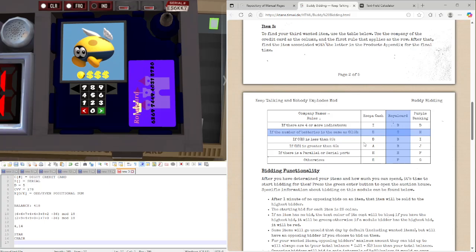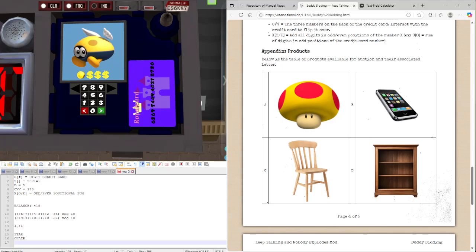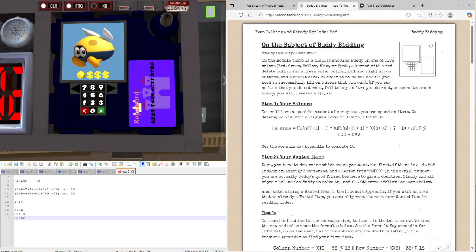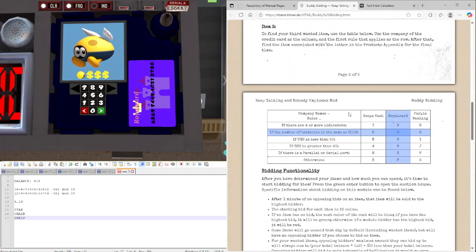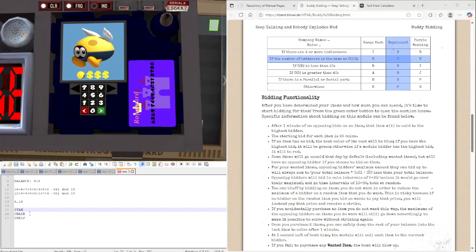We don't have any batteries, and it said 0. So our last one is C. We already got C, so shelf is going to be our last one, because it's the next one in reading order. So hopefully, if we've done this right, we'll just try and bid and get these 3 items.